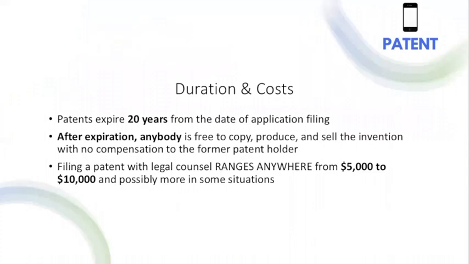Because the process of preparing a patent application is so difficult and complex, the overall cost of obtaining a patent is significantly more expensive than obtaining trademark or copyright registration. With the assistance of an attorney, you can expect to pay anywhere from $5,000 to $10,000 for a patent, and this can easily be higher depending on the overall complexity, your geographical location, and the amount of experience the attorney has. Patents are granted generally for a 20-year term from the date of filing of the application for protection. After the 20-year term expires, anybody is free to copy, produce, and sell the invention with no compensation to the former patent holder.